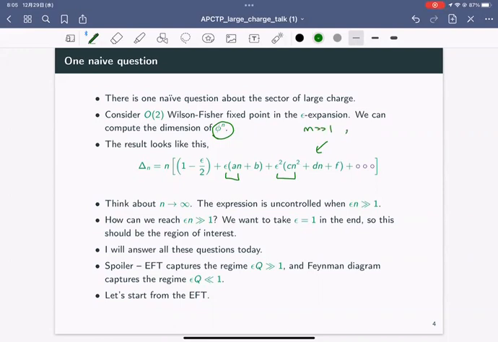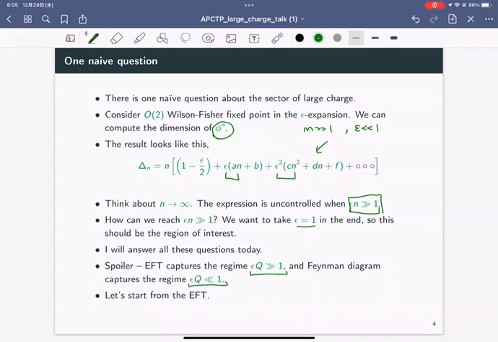Think about taking n to infinity. The expression is uncontrolled when epsilon n is much greater than one, because it's actually an expansion in terms of epsilon times n. And since we want to take epsilon to one in n, the region of epsilon times n much greater than one is the region of interest. So how can we reach this region? I will answer all these questions today. The spoiler is that effective field theory captures the regime where epsilon times n is much greater than one. The Feynman diagram approach captures the regime where epsilon times q or n is much less than one. So let's start from the effective field theory.